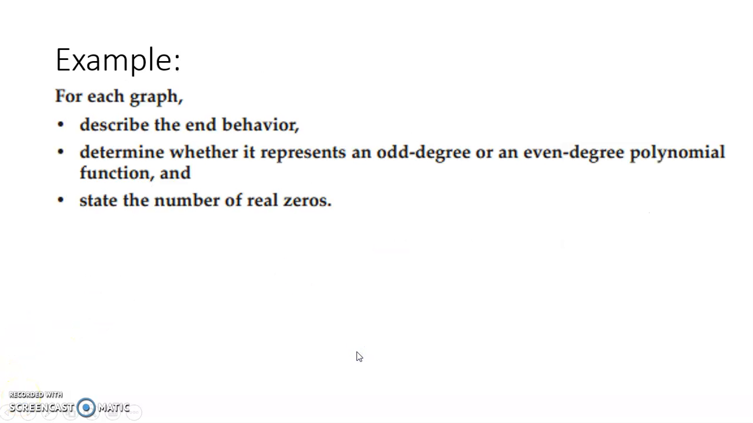Alright, now let us have some examples. So I will give you a graph, I will describe the end behavior, and then determine whether that particular graph represents an odd degree or even degree polynomial function. And then of course, we will state the number of zeros, real zeros, in that particular graph. Okay, let us start.